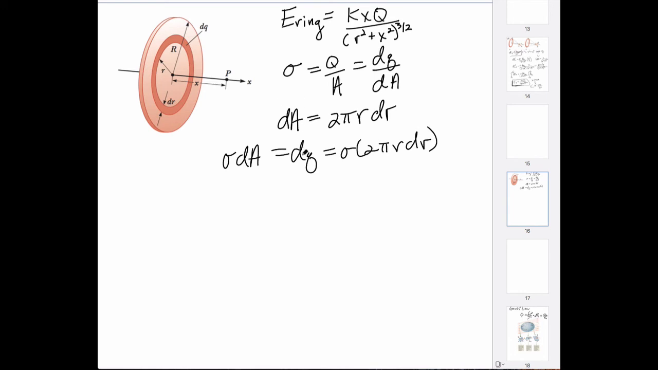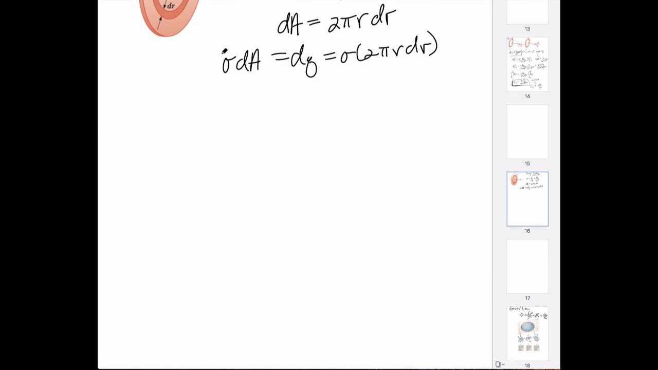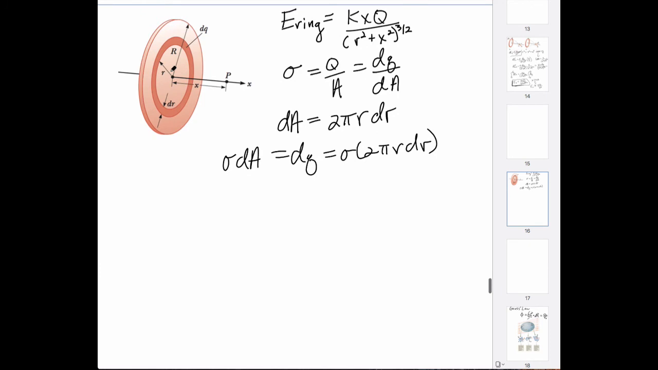At any rate, now I've got a way to relate the differential charge on that little brown ring there, the dq, to the radius. And you'll notice that now I've got a dq over here and an r dr. So you can see how ultimately we put all these pieces together, and instead of having a differential charge and a variable r, we're now just going to have a differential r and a variable r. So what would that look like? So E for the entire, so that was E sub ring up there.